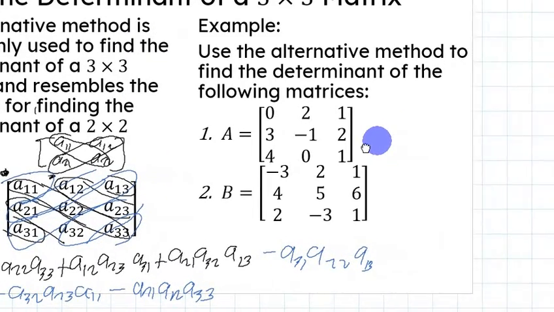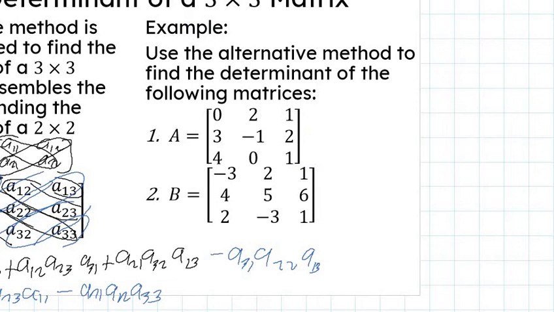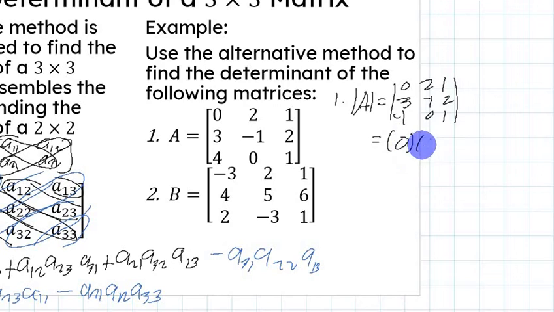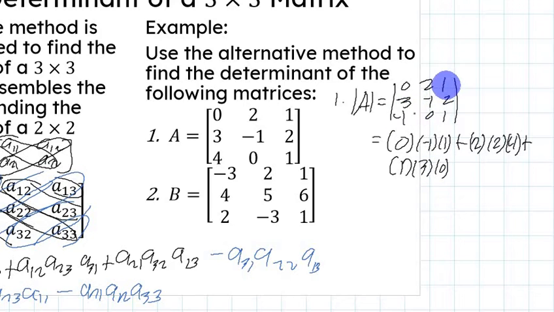So the determinant of A would be the determinant of that matrix. Following the formula, first we need to find the products of the diagonal. That would be 0 times negative 1 times 1. Add it to the next slanting position, 2 times 2 times 4. Then add again the last positions, 1, 3 times 0.